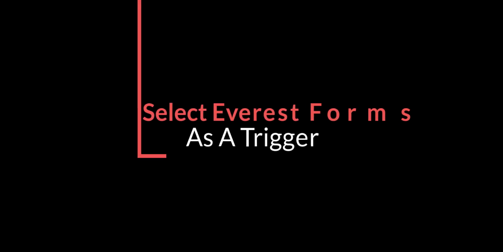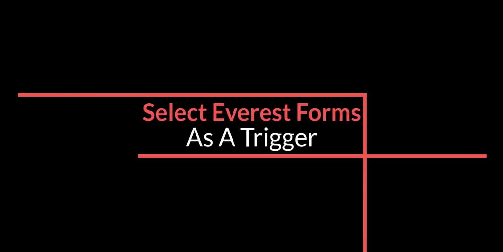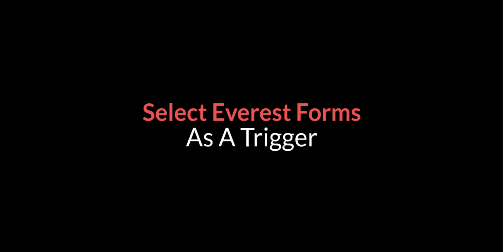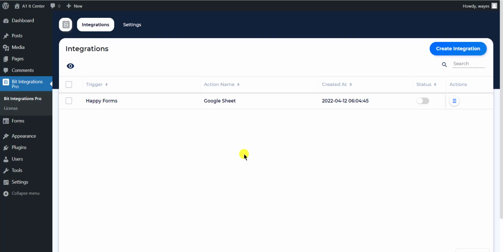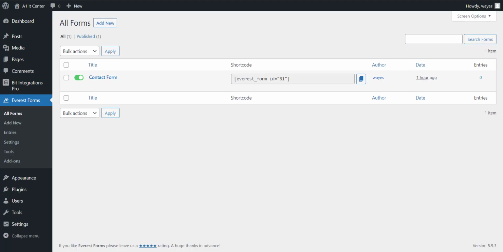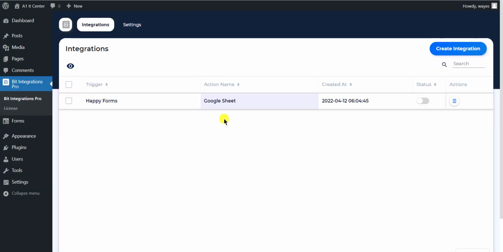Hi, in this tutorial, I will show you how to select Everest Forms as a trigger and send data to Bit Integrations actions. At first, open the Bit Integrations dashboard. Now go to Everest Forms and create a form or select any existing form that you have already created. Now go to the Bit Integrations dashboard and click on the Create Integration button to create an integration.